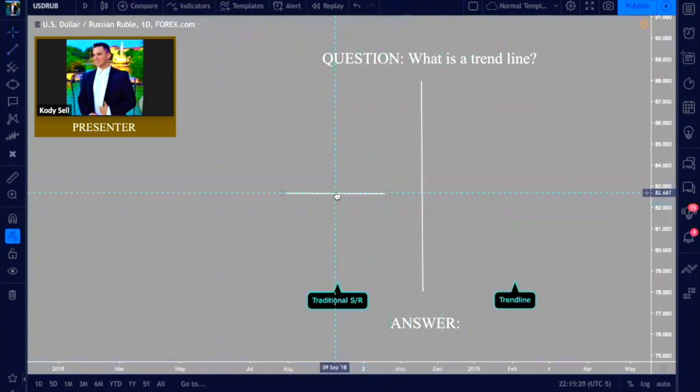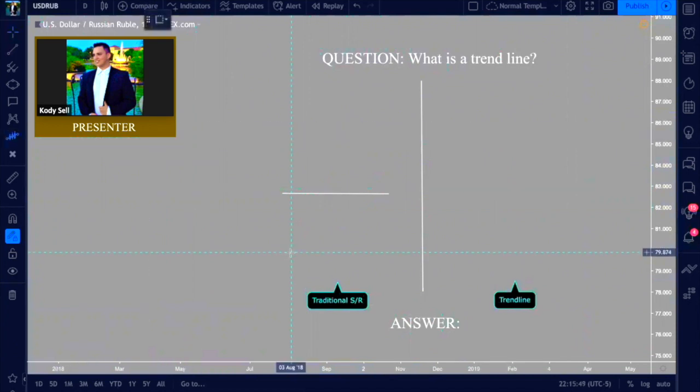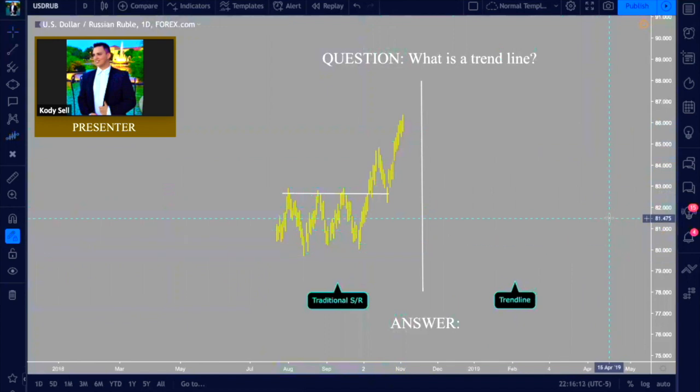So this level right here is a horizontal support and resistance level. Now, how does price react at a support and resistance level? Well, let's say that price is under the level, then that level will hold as resistance, pushing price down. And when price does breach through the level, that level will then turn to support, price will come back to retest, it will hold as support, and price will continue on. So that is typically how traditional horizontal support and resistance works.